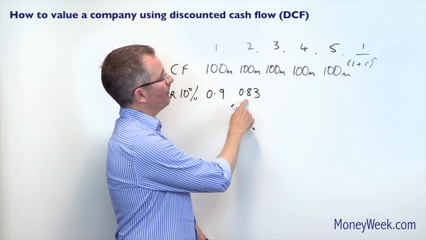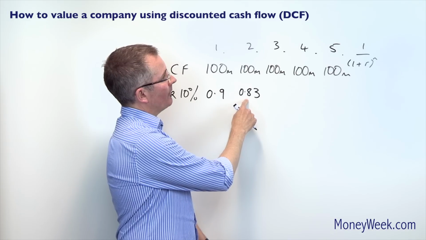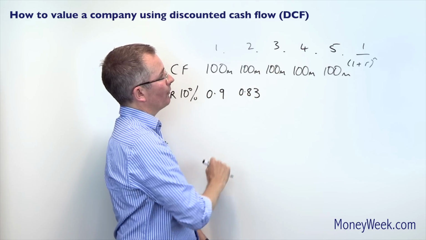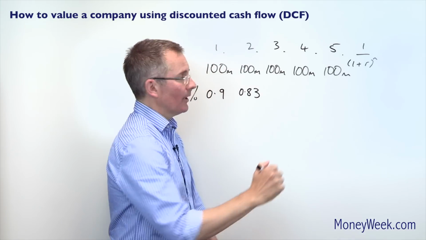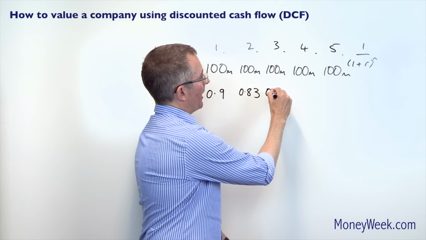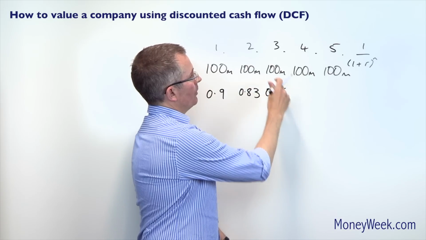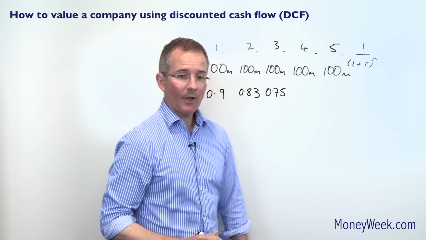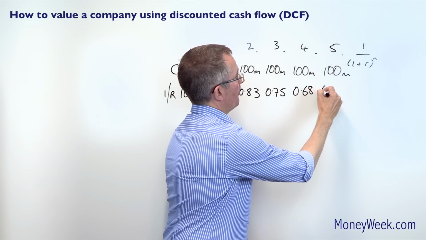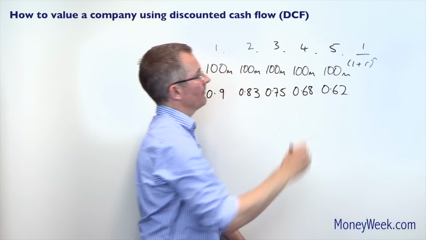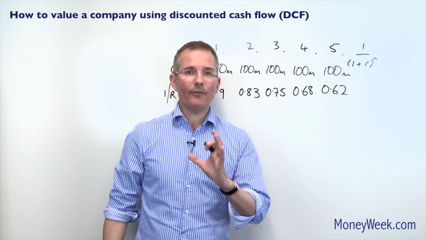You're wondering where these numbers come from. That's basically 1 over 1.1 squared, for the math fans out there, okay? The next year's cash flow, again, not going to do more than 2 decimal places, you multiply by 0.75. The next year's cash flow by 0.68. And the next one by 0.62. Now, the effect of this is as follows.